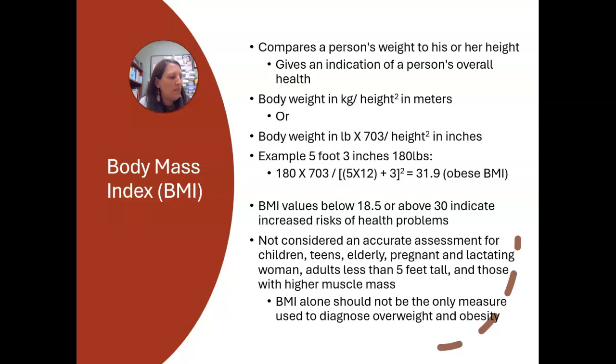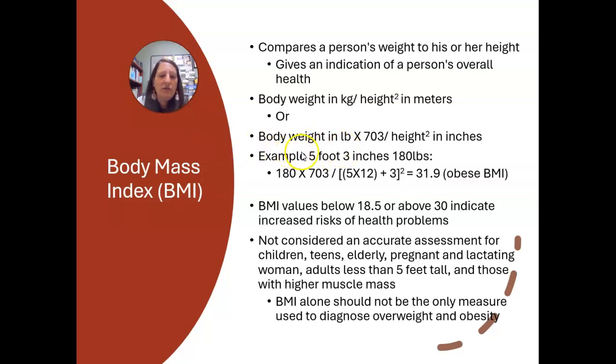Okay, so let's talk about body mass index, so BMI. Body mass index compares a person's weight to his or her height, and it gives an overall indication of the person's overall health. It's important, we can calculate this in one of two ways. So we can do body weight in kilograms divided by height squared in meters, okay, or, which I prefer, the second equation, body weight in pounds times 703 divided by height squared in inches. That's a little bit easier to calculate. So that's the one that we'll use.